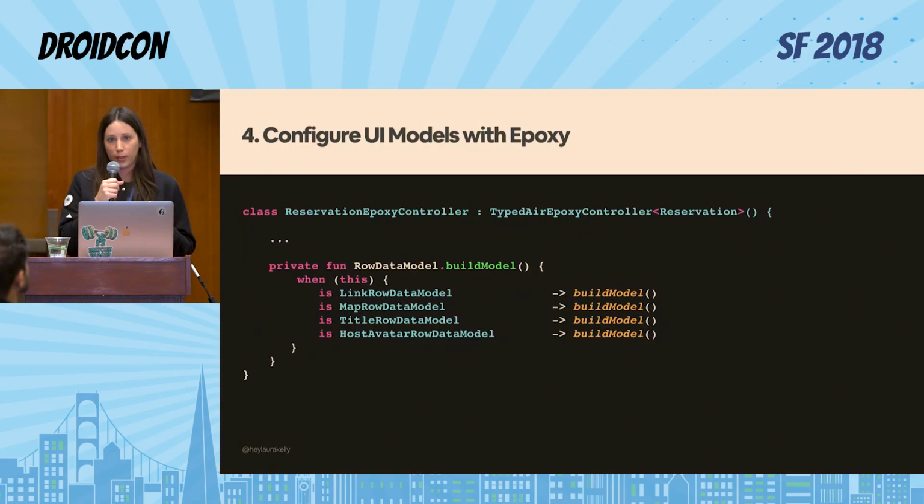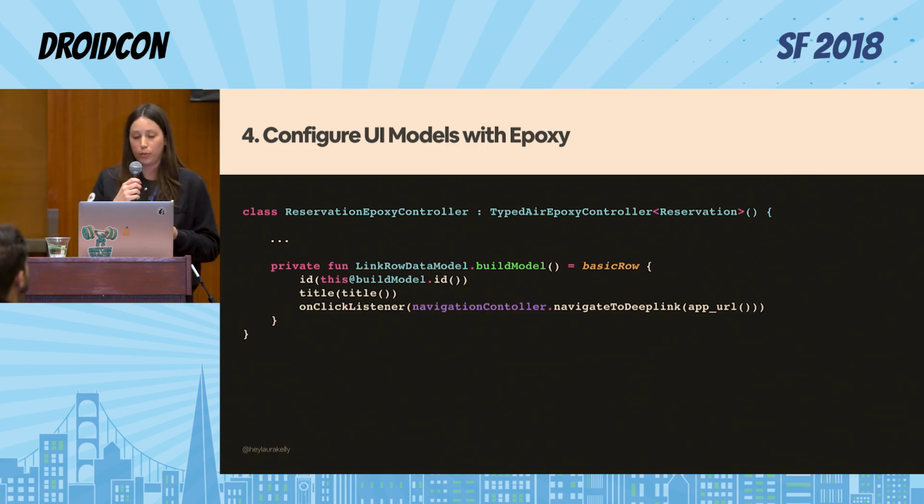What the configuration looks like is we have an Epoxy controller that's the thing that adds those views into the recycler view, and it has a big when statement that takes a data model and checks what subtype it is, and then calls a Kotlin extension to actually build that into a view.